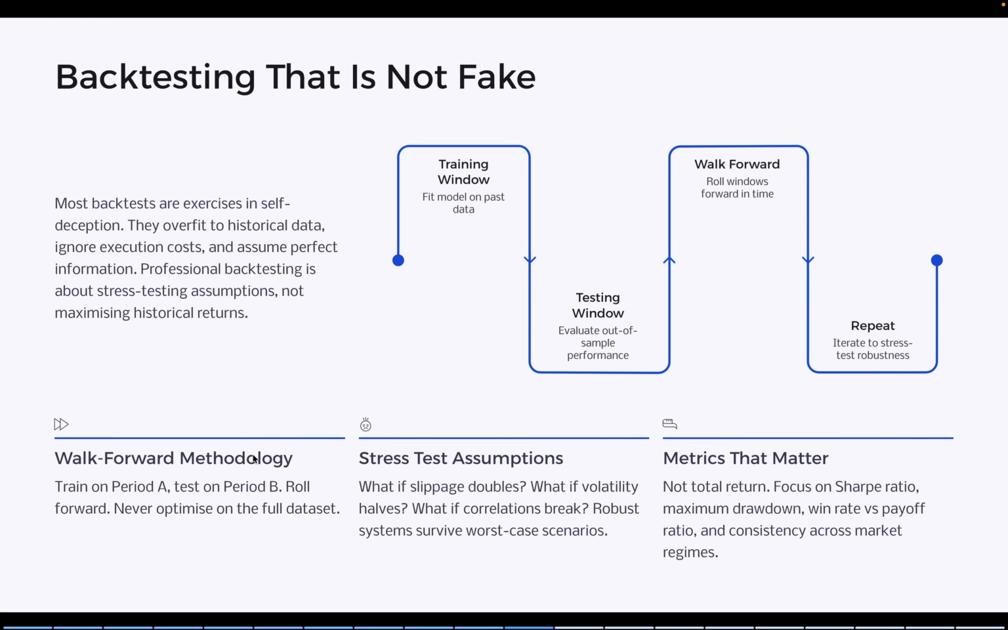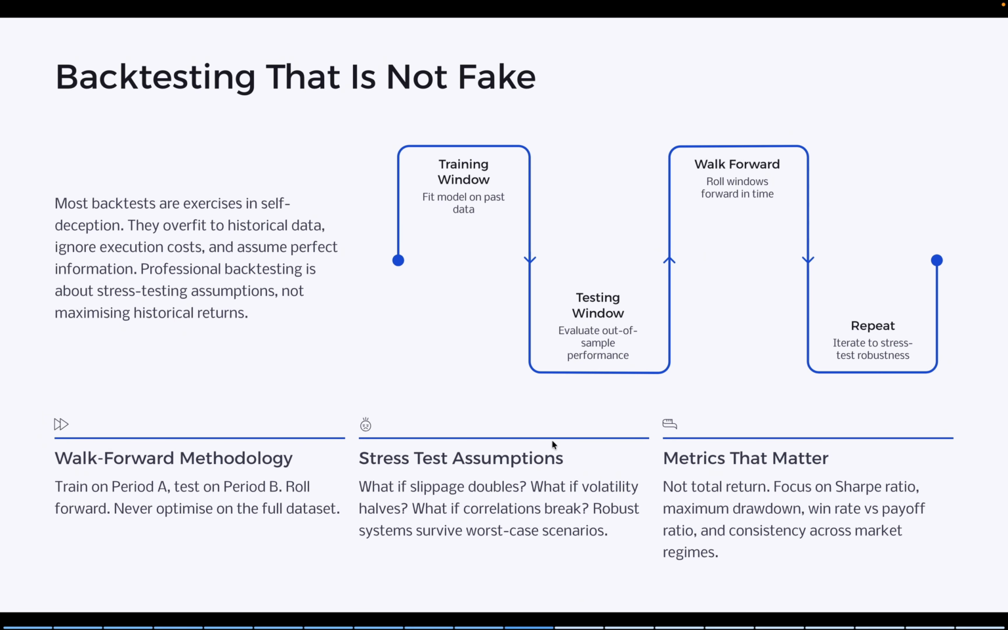One is walk forward methodology. So train on period A, test on period B. For example, if you have a training data set of January, then you don't want to test it on the same training data. You have to test it on a new data set, like period B. Let's say if you have training data of January, then you need to test it on February, March or April, right? So never optimize on the full data set.